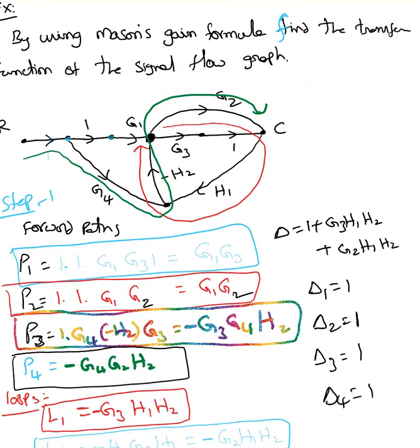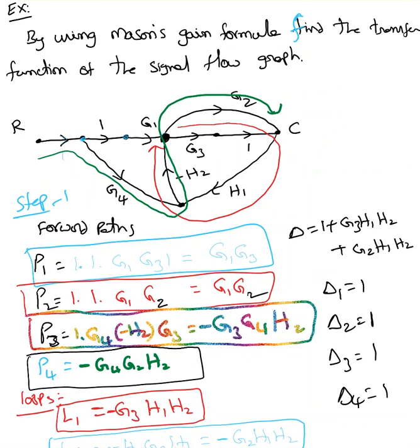Here is the next example. In this example, by using Mason's gain formula, find the transfer function of the signal flow diagram. Actually, it's a diagram. Now, so first step one, always find forward paths.